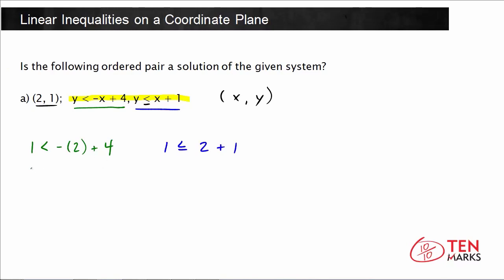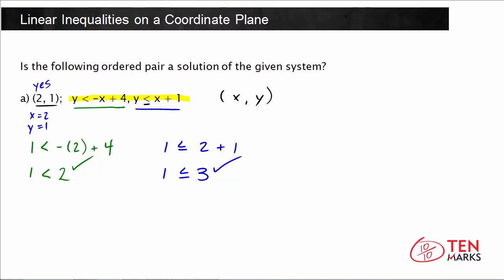We'll do the green one first. So you're going to have 1 is less than negative 2 plus 4. Negative 2 plus 4 is 2. So this inequality holds true because 1 is less than 2. Now let's go over here and check the other one. We have 1 is less than or equal to 2 plus 1, which has a sum of 3. And 1 is less than or equal to 3, and this inequality holds true as well. So now that we know that both inequalities hold true after we use substitution, then we can say yes, 2, 1, or when x equals 2, y equals 1, is a solution to the following system of linear inequalities.